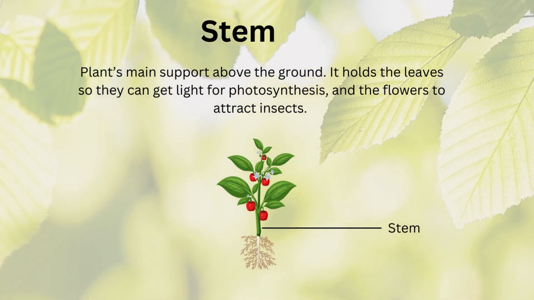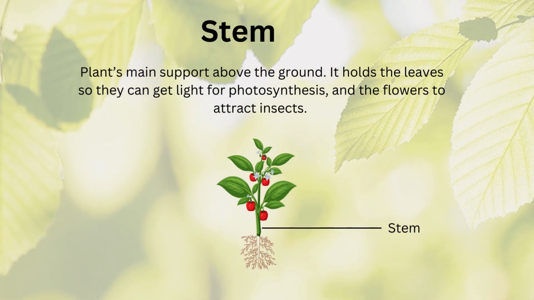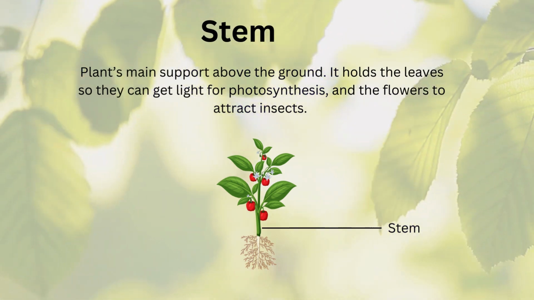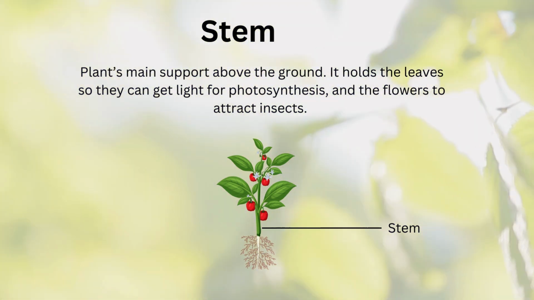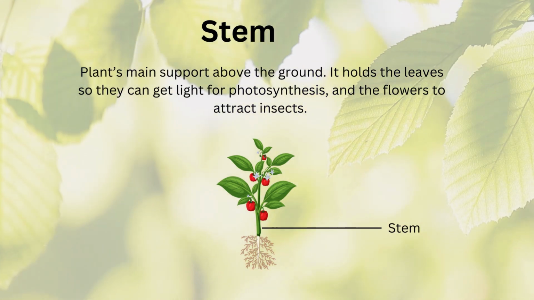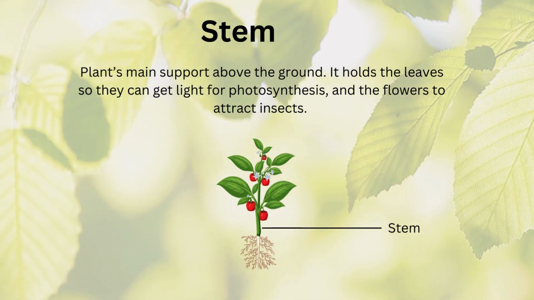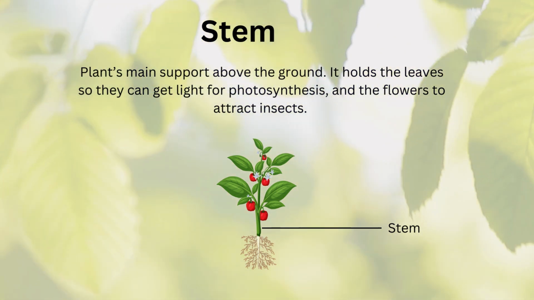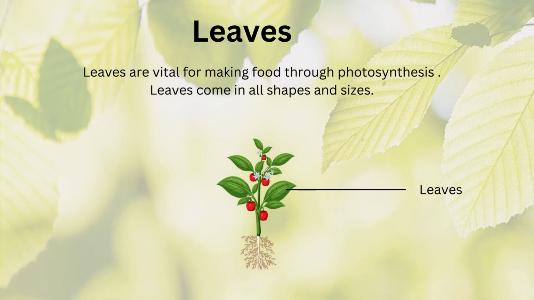Now, the stem is a plant's main support above the ground. It keeps the plant upright and helps transport water and nutrients from the roots to other parts of the plant. So, this is the main function of the stem, that is, it helps transport water and nutrients from the roots to other parts of the plant. The stem also holds the leaves so they can get sunlight for photosynthesis, and it supports the flowers to attract insects.